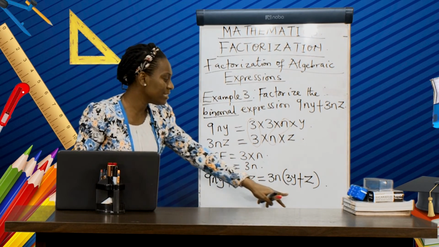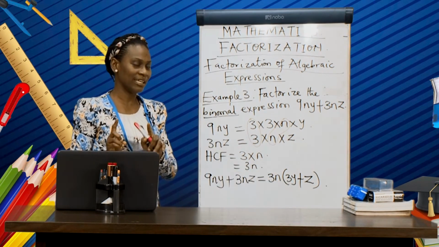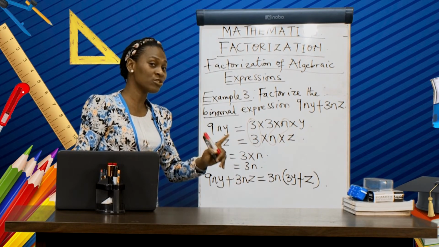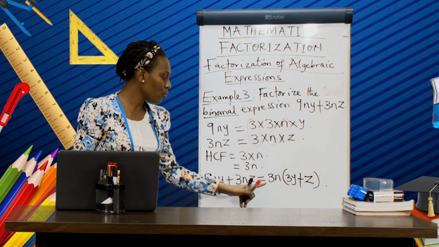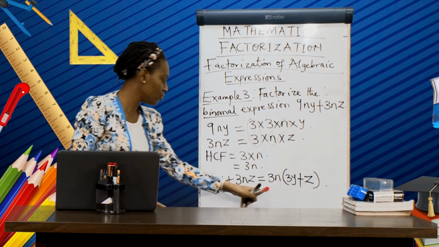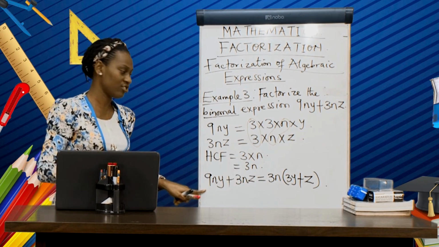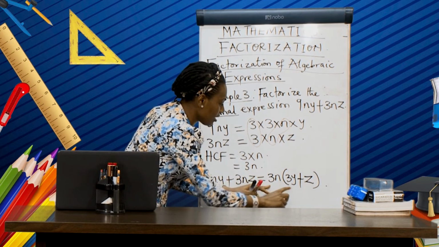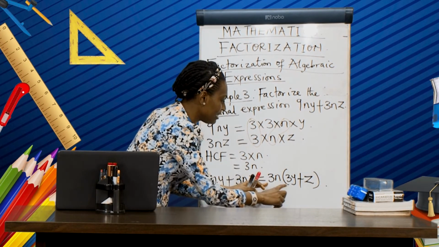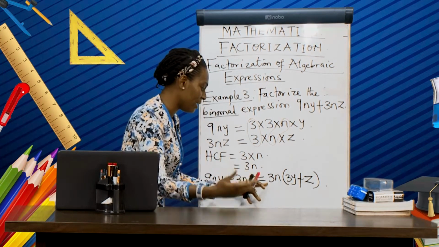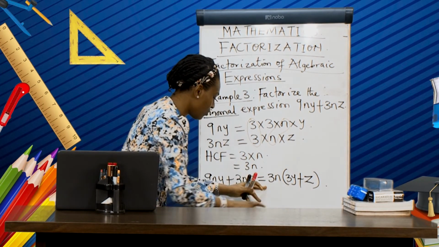If you expand these brackets, I said the word expand. So this means that the opposite of factorization is expansion. So if you expand this bracket, you will definitely get this back. Let's check. For this first term, we have 3 times 3 gives 9. N times y gives ny. So the first term we have here will simply be what?